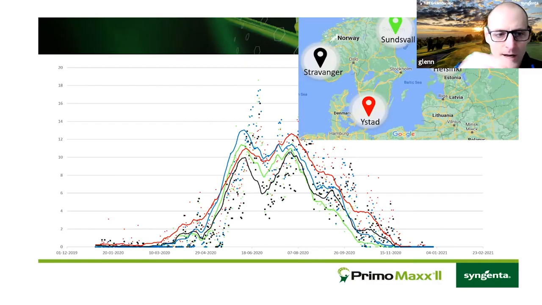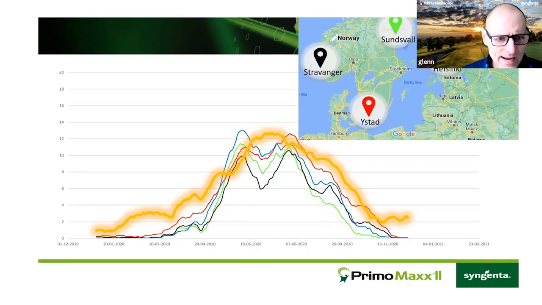So the red line is Ystad, it's the furthest south. It was the quickest to start moving into some growth periods. The black line is Stavanger, that moved along quite quickly, but didn't reach the same peak of growth as the other destinations we've looked at. So you can start to see what's going on there. You can start to see how they've all got very separate growth patterns, and you can see how that works.